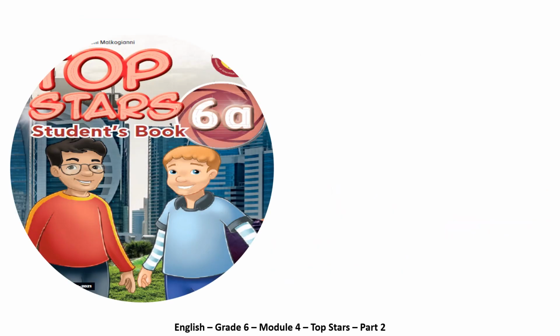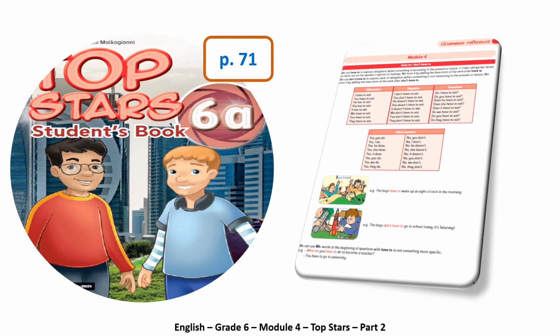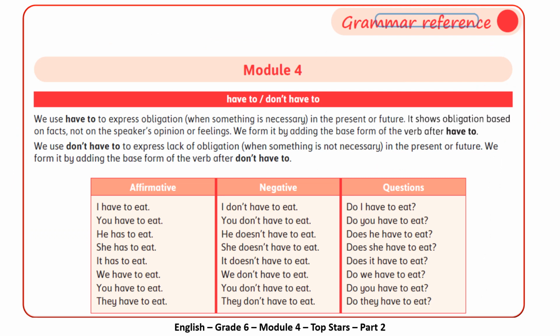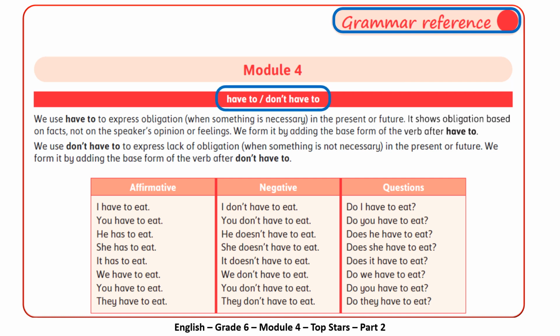And now it's time to go to page 71 of the student's book because we're going to read together this part of the grammar reference. Grammar reference, have to and don't have to. Let's remember together that we use have to express obligation. It means when something is necessary. And we use don't have to express lack of obligation. That means when something is not necessary.